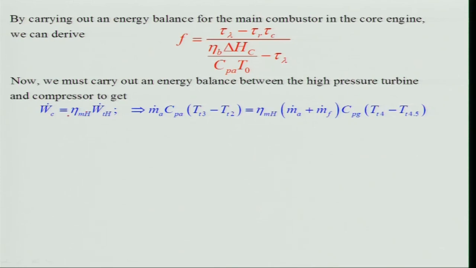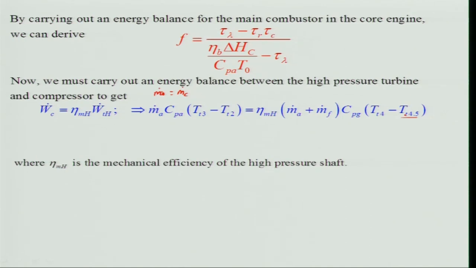If you look, W.C is nothing but eta mh into Wth. You can write down m dot A, Cpa, and this m dot A we also write as m dot C; keep in mind, m dot A is equal to m dot C, which we use, so you should not get confused. This is multiplied by TT3 minus TT2, equals eta mh times m dot A plus m dot F into Cpz, TT4 minus TT4.5. Keep in mind, this is a very important point, and this is for the high pressure turbine.